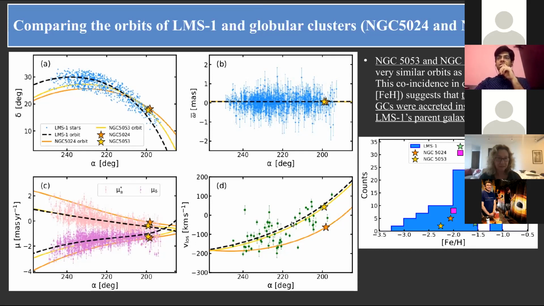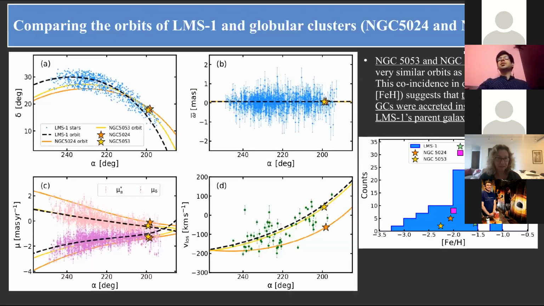Particularly interesting is the case of NGC 5053, whose orbit practically traces the orbit of LMS1, which is quite interesting. Also, as a side check, we compared the metallicity of these two globular clusters with the metallicity distribution function of LMS1. And you can see that the metallicity of these two globular clusters matches that of LMS1. I'll discuss Pal 5 and Indus in the subsequent slides. So this was also an interesting test to see which globular clusters were accreted inside the LMS1 parent galaxy.